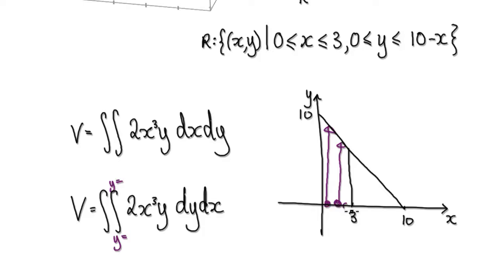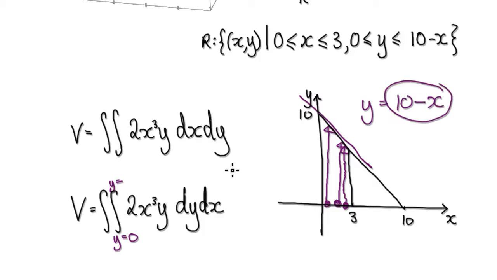Well, where do you start? You start at y equals 0. And where do you stop? Well, you move along here and then you stop at that diagonal line. This diagonal line is y equals 10 minus x. So that would mean you stop at 10 minus x. And so that's your inner integral done.